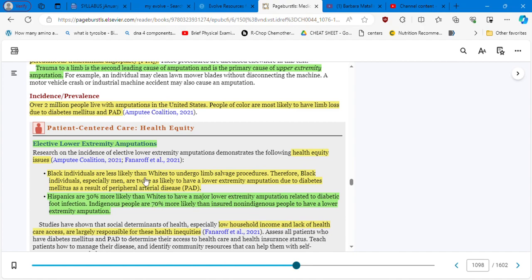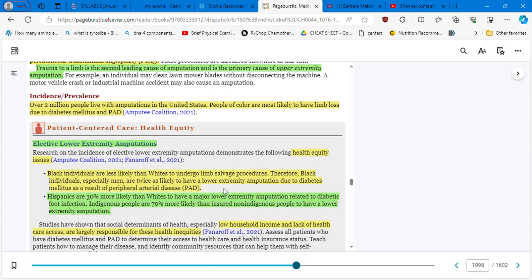So Black individuals are less likely than whites to undergo limb salvage procedures. Therefore, Black individuals, especially men, are twice as likely to have a lower extremity amputation due to diabetes mellitus as a result of peripheral arterial disease.